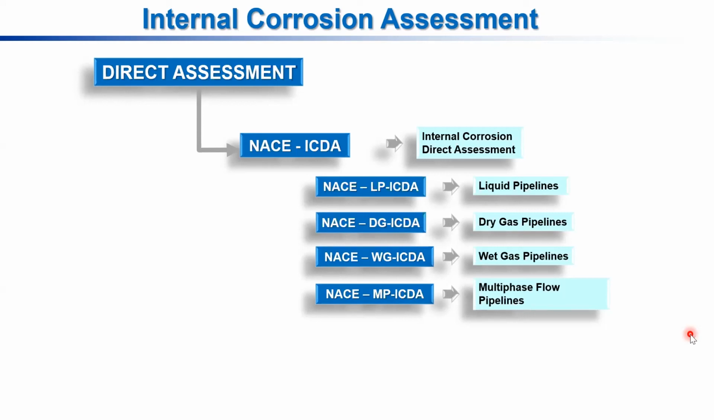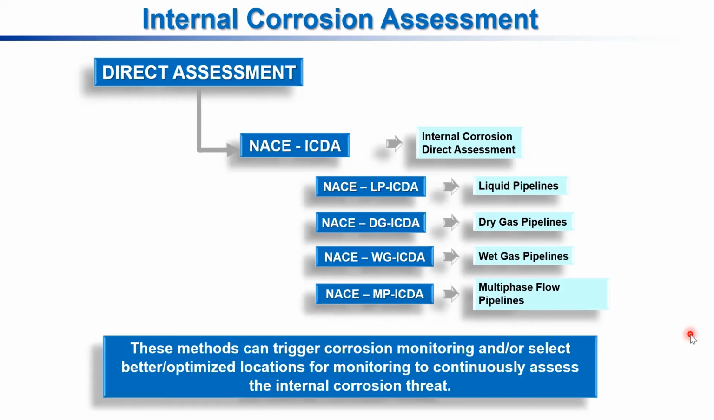These are methodologies that help to assess the internal corrosion of pipelines, as well as help you select where the corrosion monitoring is best located, and they can also give you an action to trigger corrosion monitoring.